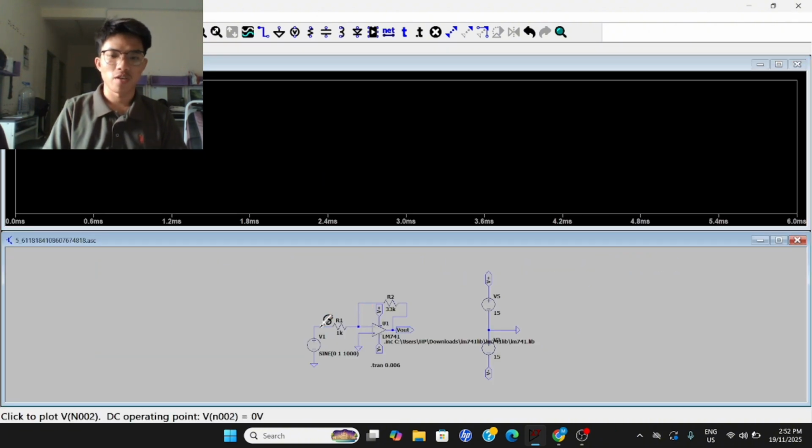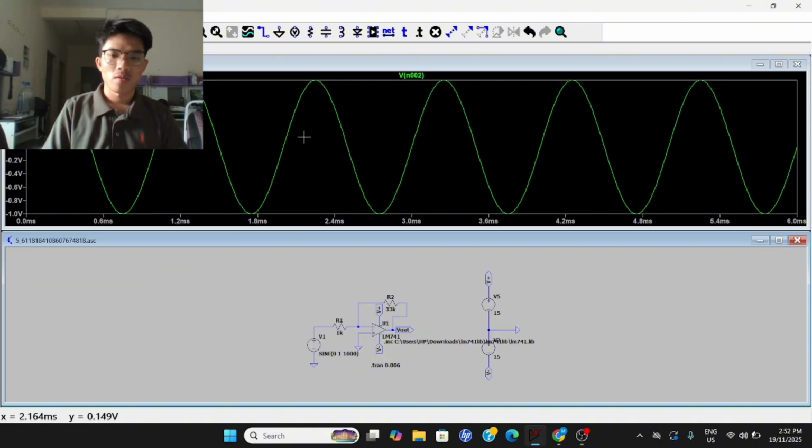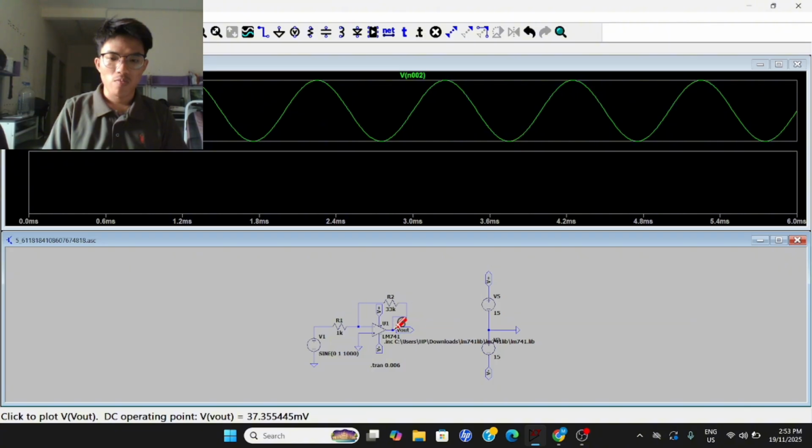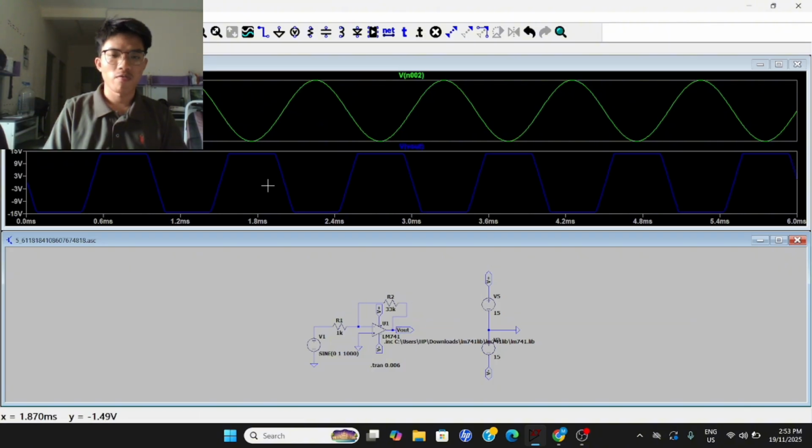I will click on the Vin. This is our waveform for Vin. Then I will click on the output. This is the output waveform for Vout.